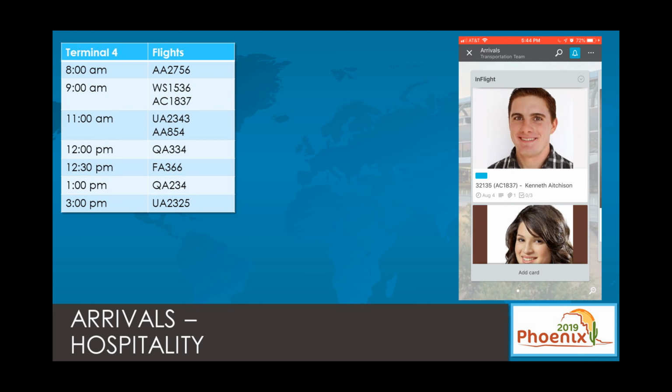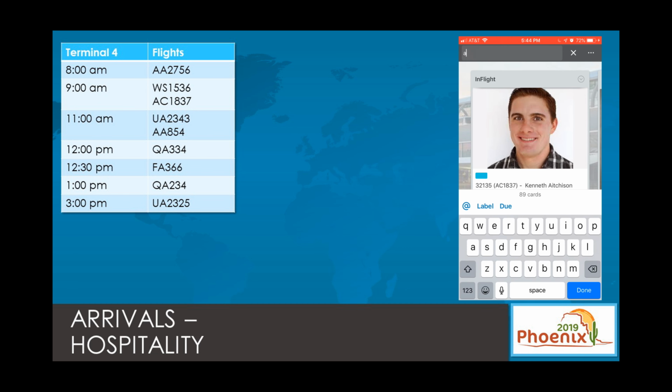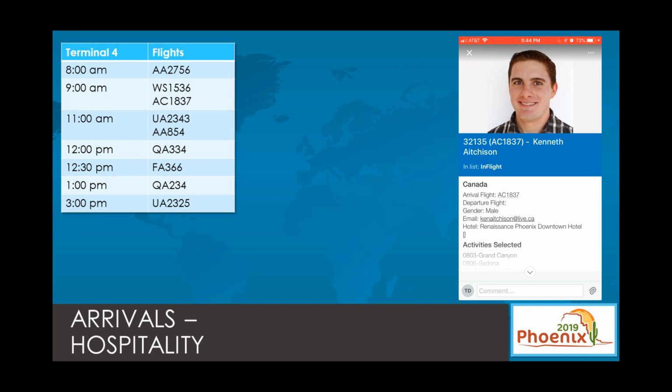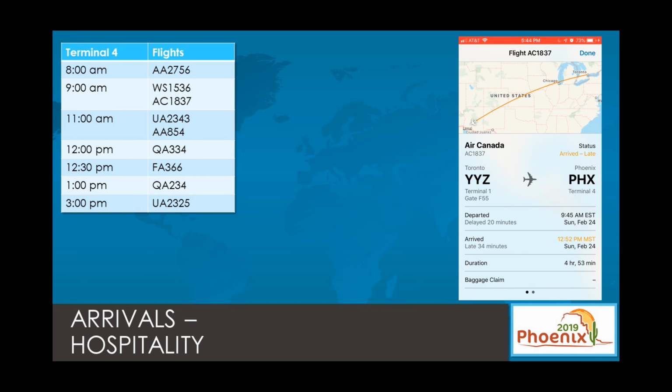From the application, the volunteer would search for the flight, and all delegates arriving on that flight will appear on the screen. One of the particularly useful features on the smartphone is the ability to track a flight from the delegate card. Clicking the link will allow the volunteer to preview the flight and get useful information on flight delays, connecting flights, and even baggage claim assignments.